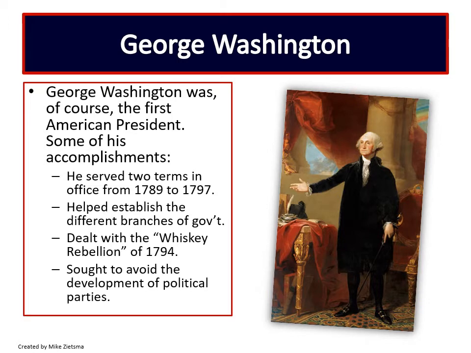George Washington. George Washington was, of course, the first American president. Some of his accomplishments include: he served 2 terms in office from 1789 to 1797, neither of which he enjoyed. He helped to establish the different branches of government: executive, legislative, and judicial. He dealt with the Whiskey Rebellion of 1794. And he sought to avoid the development of political parties.